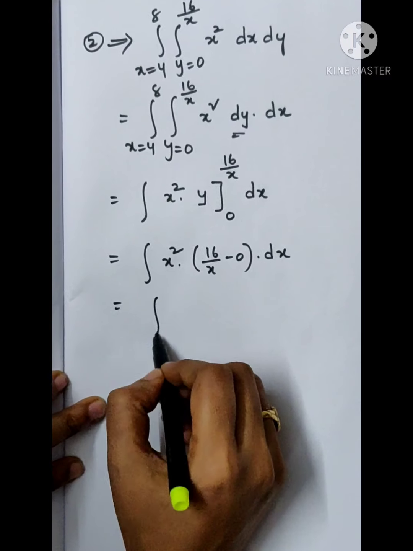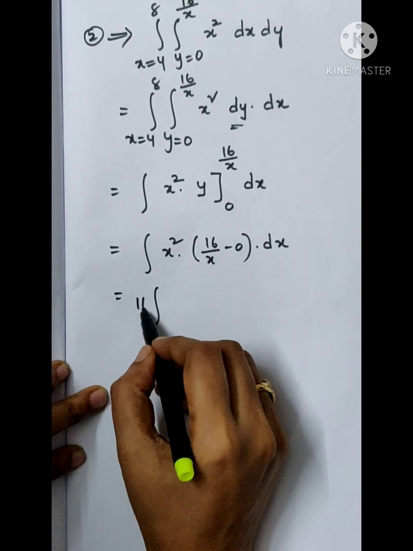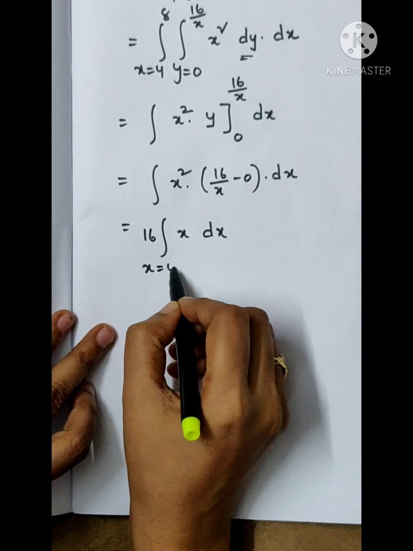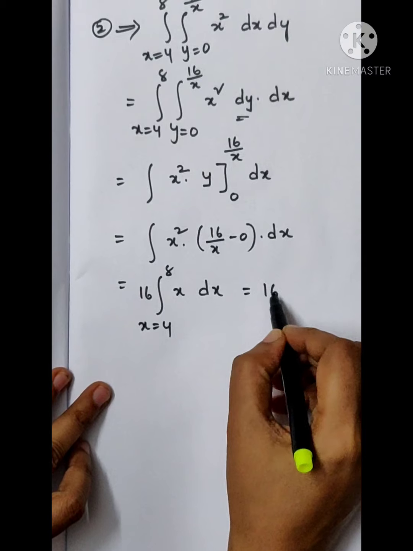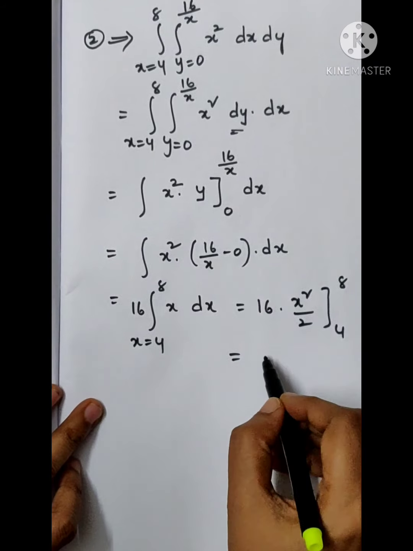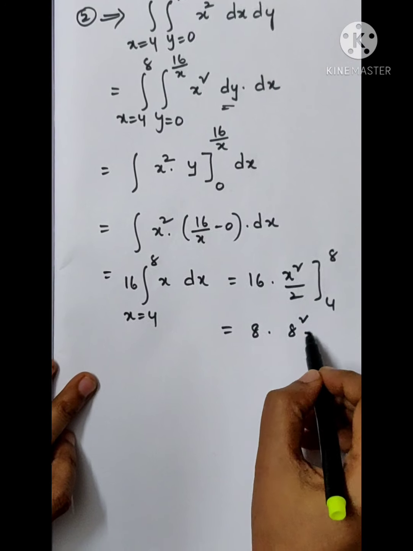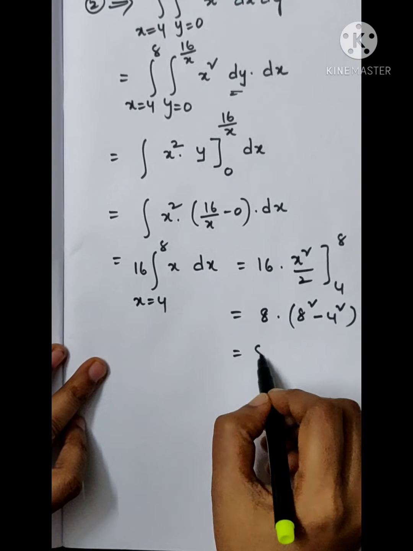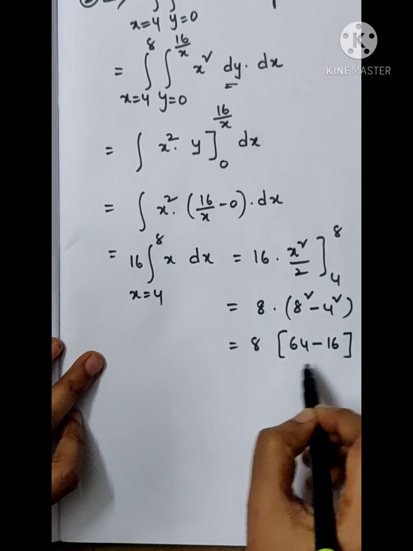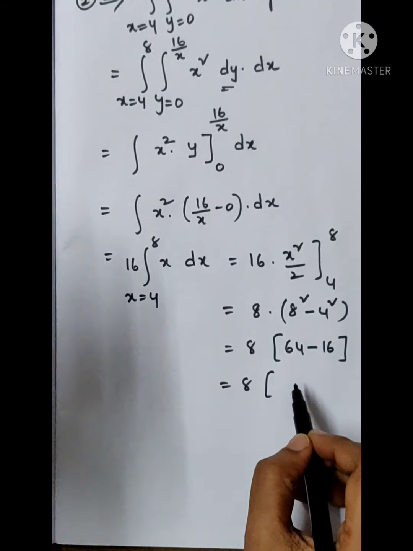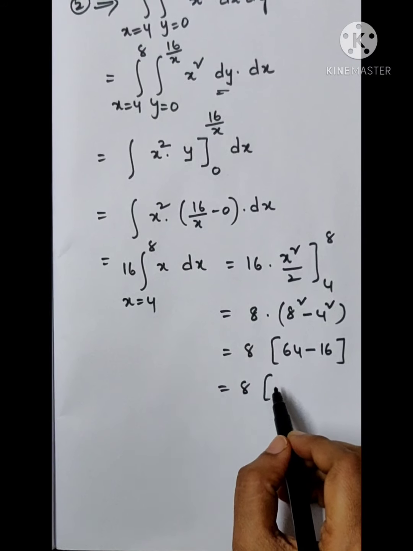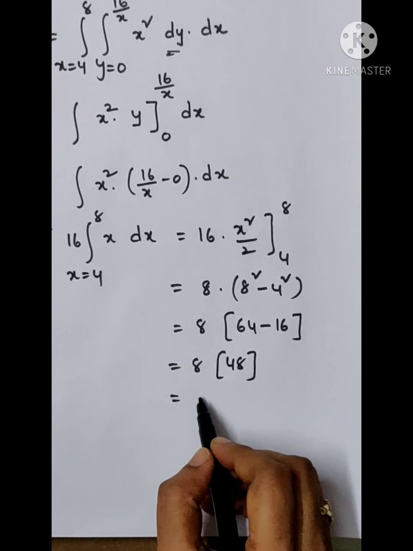So the integral of x square times the upper limit 16 by x minus lower limit 0 dx equals the integral of 16x dx, with x limits 4 to 8. That is 16 into x square by 2 with limits 4 to 8, so 8 into 8 square minus 4 square, so 8 into 64 minus 16, which is 384.